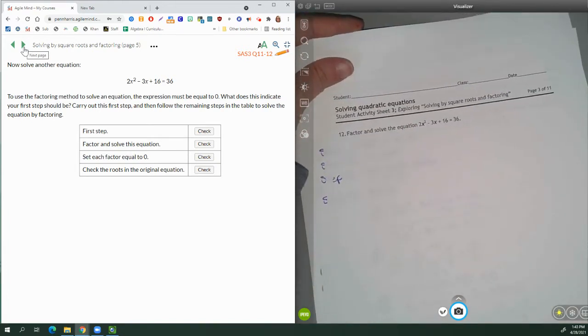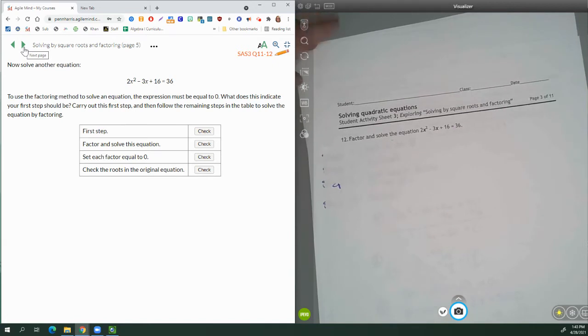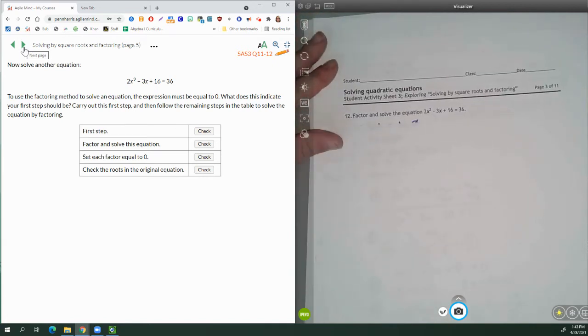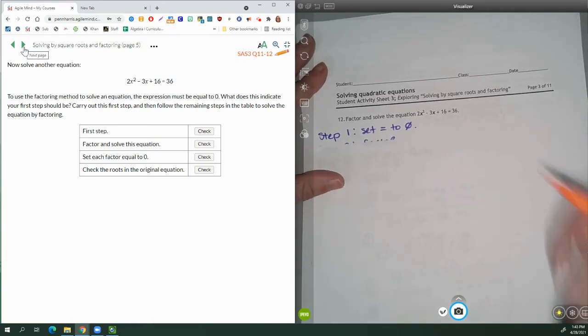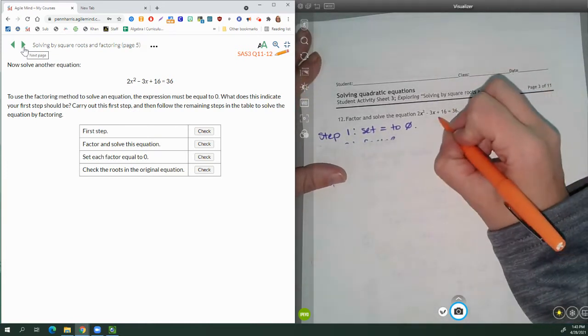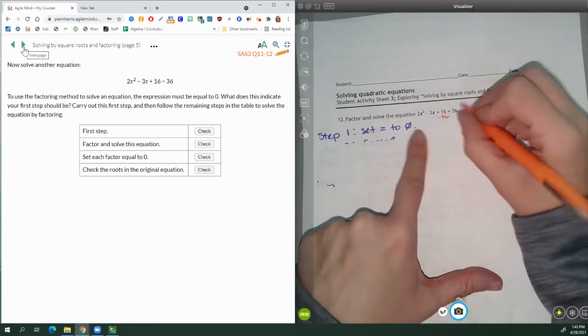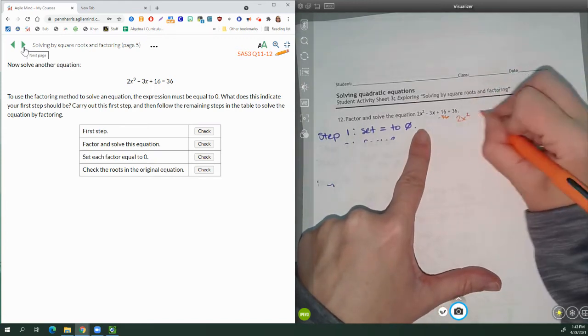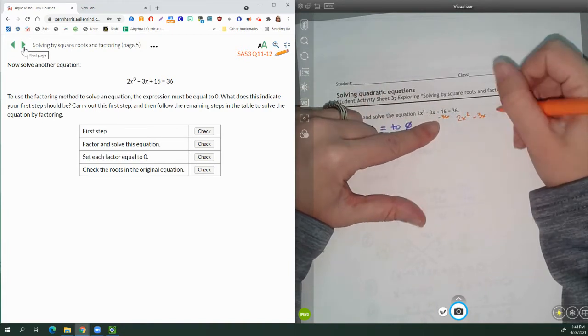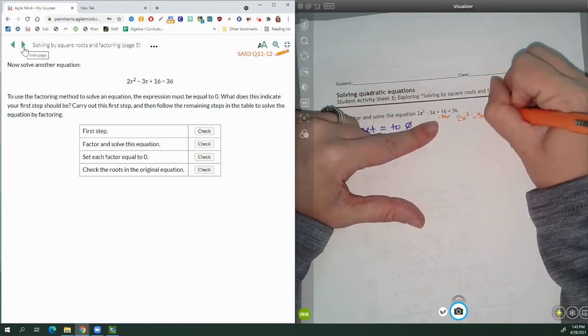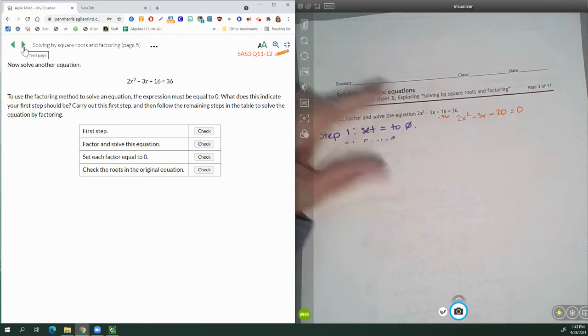Okay, so let's go ahead and take a look at number 12. We're going to go ahead and factor and solve this equation out. Before we can do that, again, step 1, we need to set it equal to 0. So with that, I'm going to subtract my 36 on both sides. And when I do that, I'm going to get 2x squared minus 3x, and then 16 minus 36 is going to be negative 20. And this now equals 0.